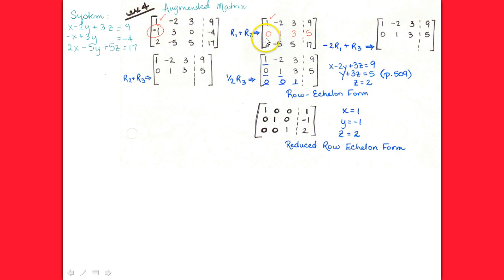So 1 and negative 1 is 0. Negative 2 and 3 is 1. 3 and 0 is 3. 9 and negative 4 is 5. All right, so now let's check our progress. I've got 1, 0, 1. Hey, I got another freebie. I was trying to create the 0, and in the meantime, I got a 1. That doesn't always happen, but we'll take it when it does. So I've got 1, 0, 1.